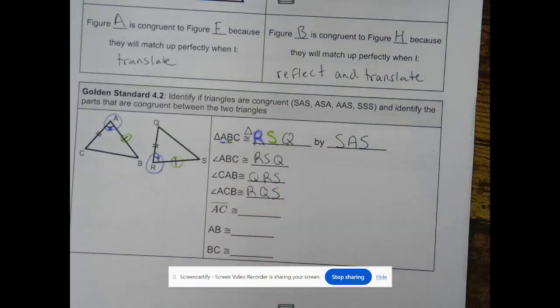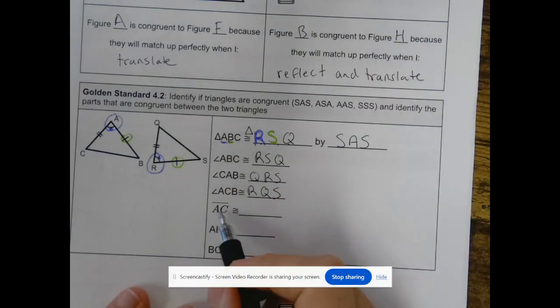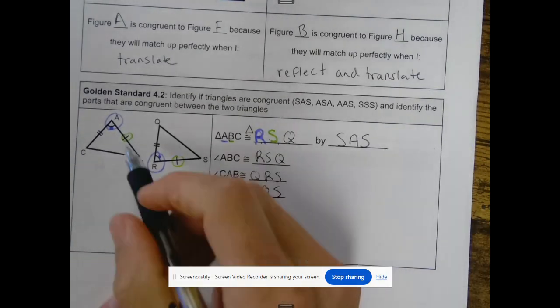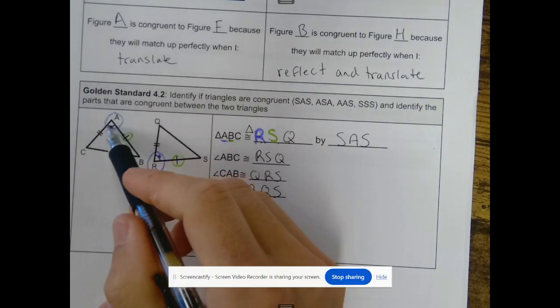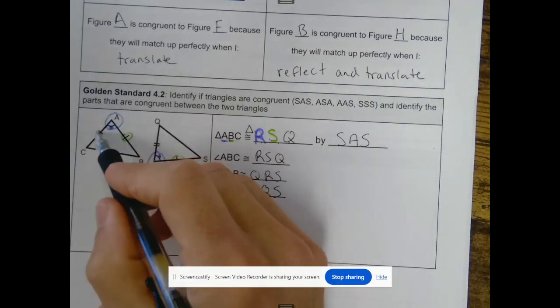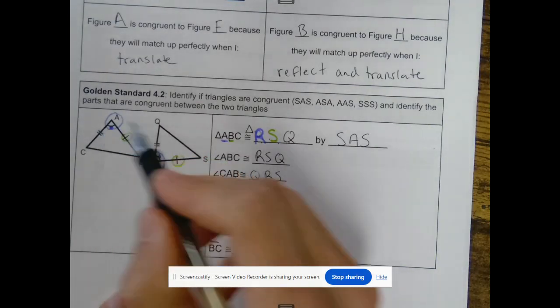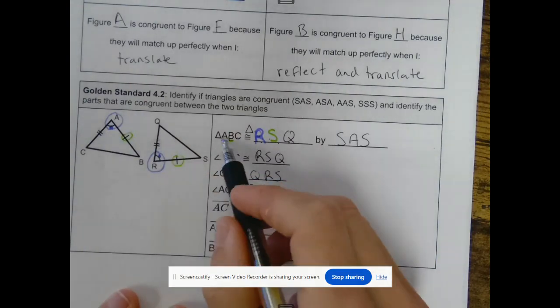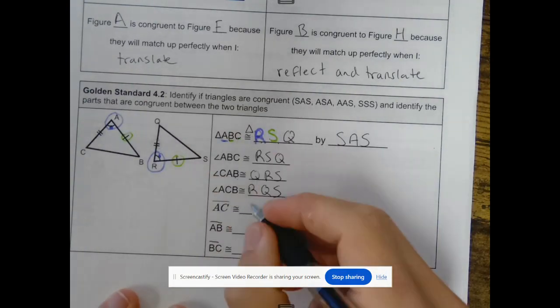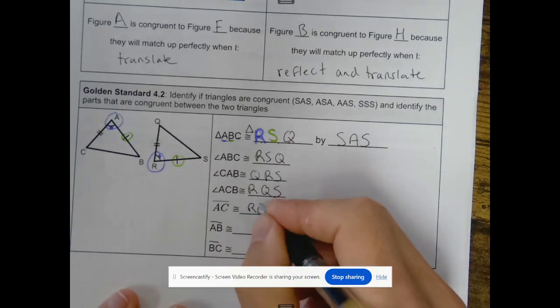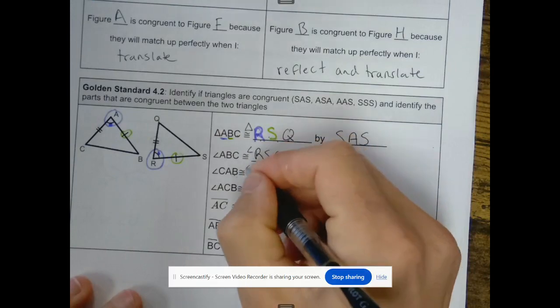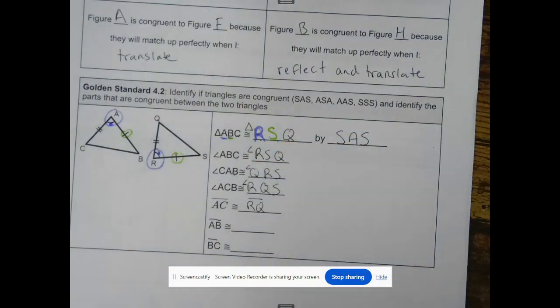All right, same deal with the segments. Segment AC matches up with, well, AC is this one right here. You can see it in the picture. It has the two marks for congruent side. It matches up with this one. Also AC, A goes with R, C corresponds to Q. So it corresponds to segment RQ. Oh, and to be clear, these should all have segment symbols in front. Oops, my bad. Keep forgetting my symbols.